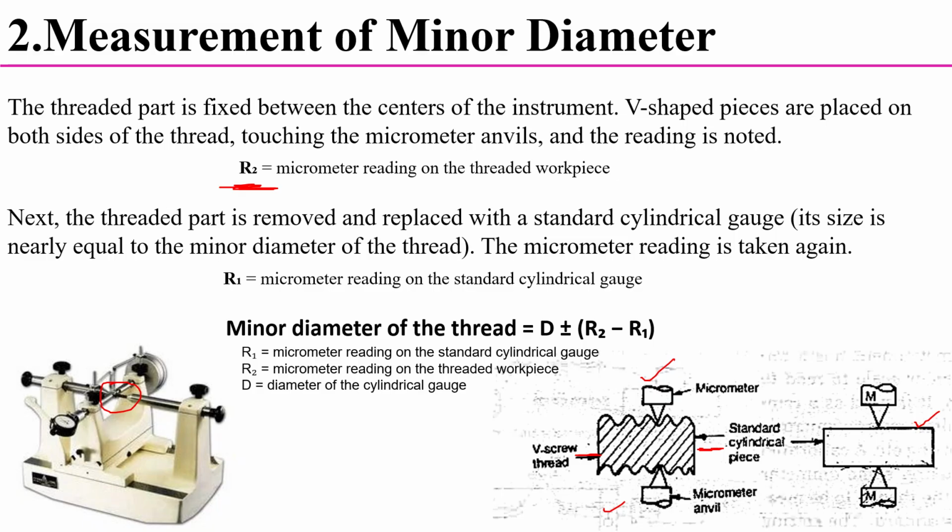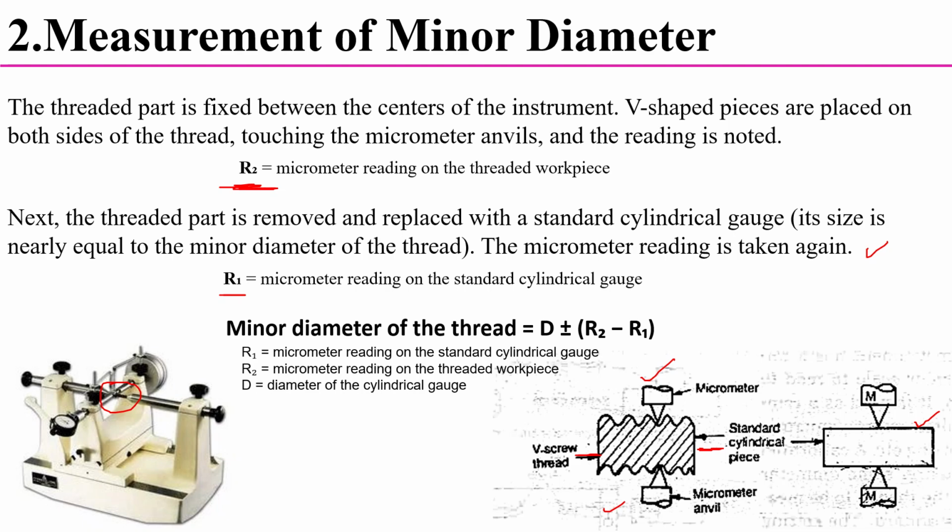Then the micrometer reading also we have to take again. Let us consider this reading as R1. Here R1 is the micrometer reading on the standard cylindrical gauge. Then the minor diameter of the thread will become capital D plus or minus R2 minus R1.